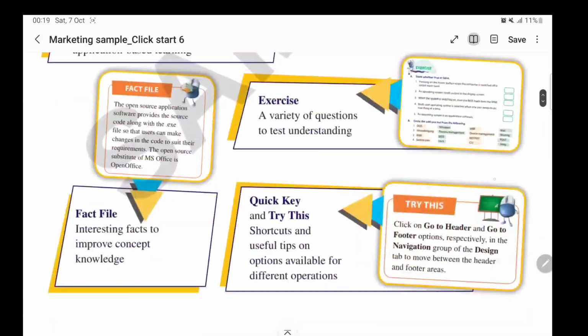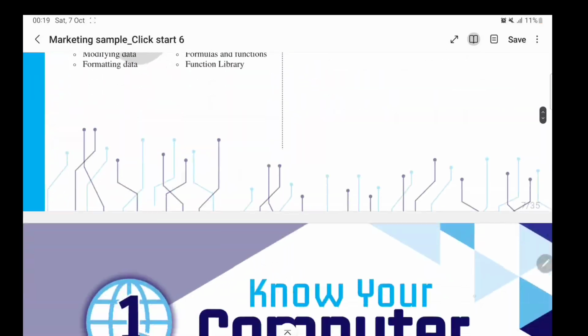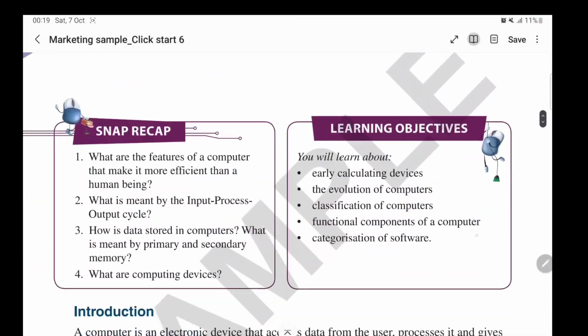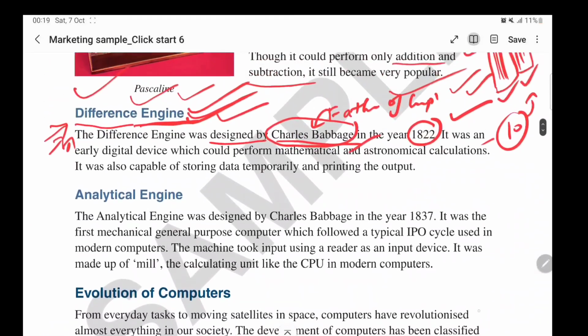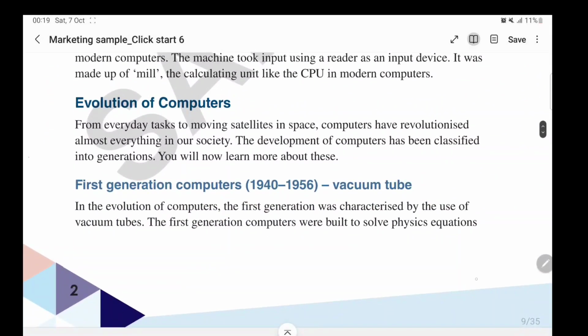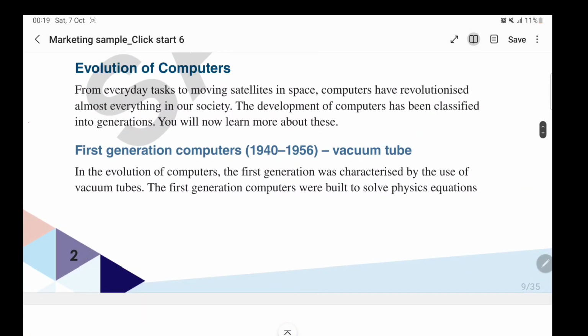Introduction we have seen, overview. These contents are the same. Now Know Your Computer would be dealing with the evolution of computers. So what is the meaning of evolution of computers? Evolve means computers evolved. What is the meaning of evolve? How can you describe the word evolve? Just think and answer me.